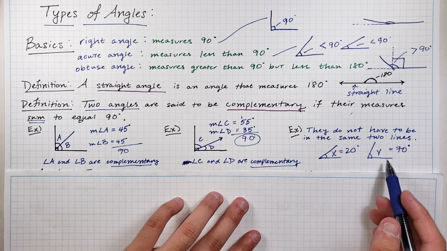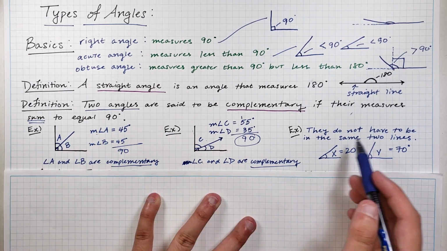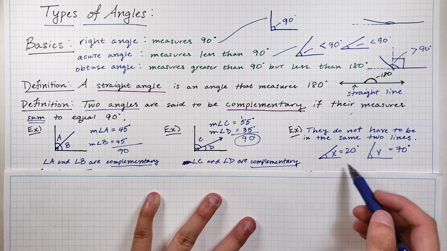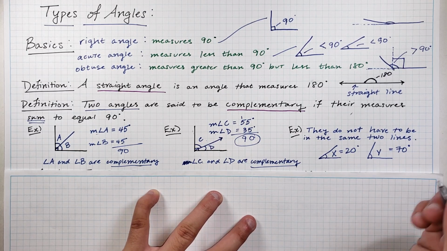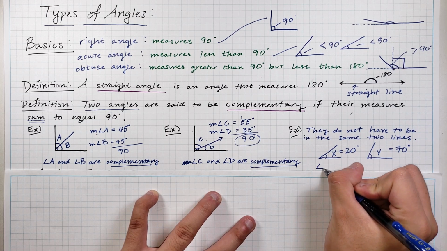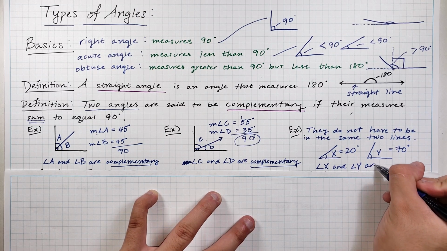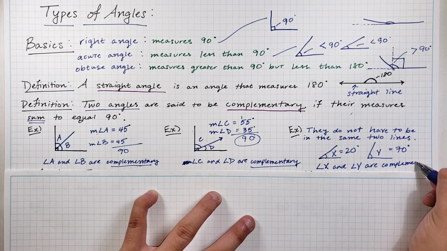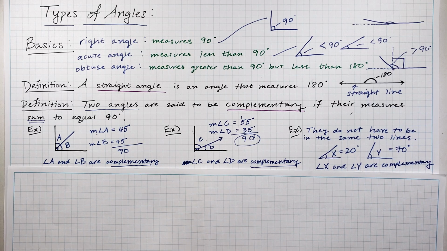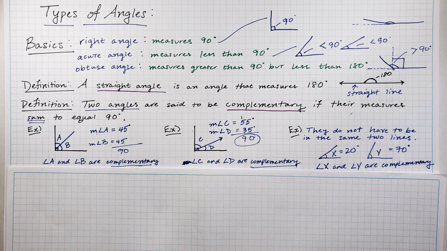So what I was saying here is they don't have to be in the same right angle. They don't have to come from that. You can take two separate angles, and if you add them together and you get 90, then you just say they're complementary. So we can say angle X and angle Y are complementary. Complementary just means two angles that, if you add them both together, you get 90 degrees. Then you say that those two angles are complementary.